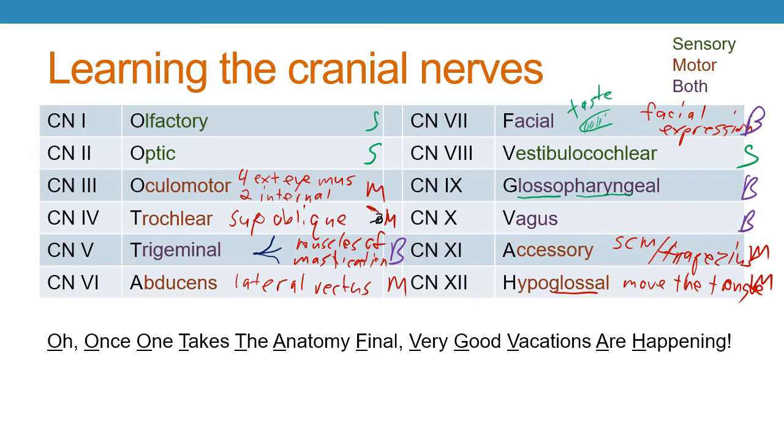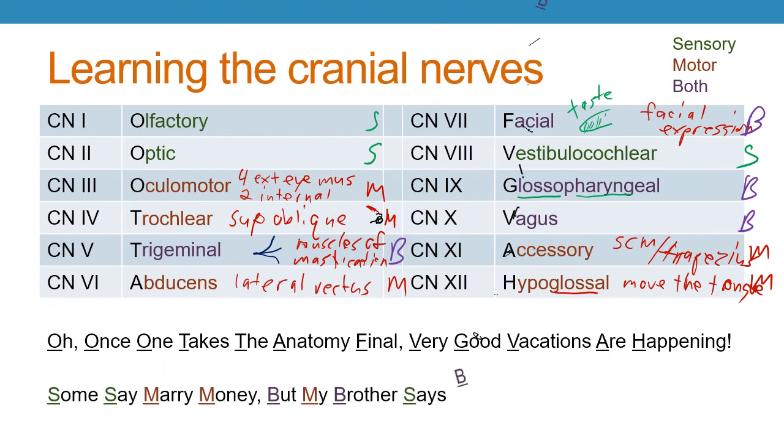One that I picked up from one of my students once is a little more risque than the first one that I gave you. It says, "Some say marry money, but my brother says beautiful bodies matter more." Good advice for those of you who aren't married yet. Okay, so there you go again. Sensory, sensory, motor, motor, both, sensory, both, motor, motor.